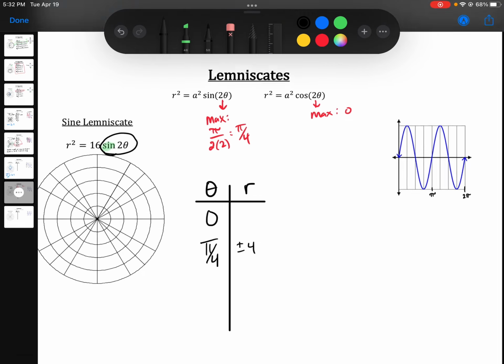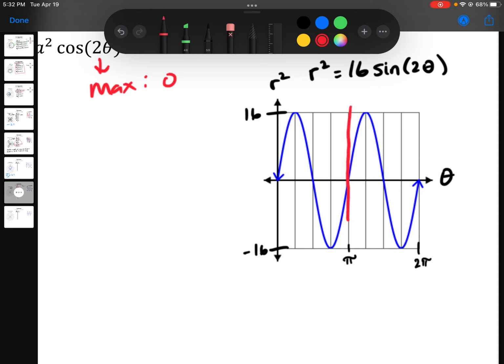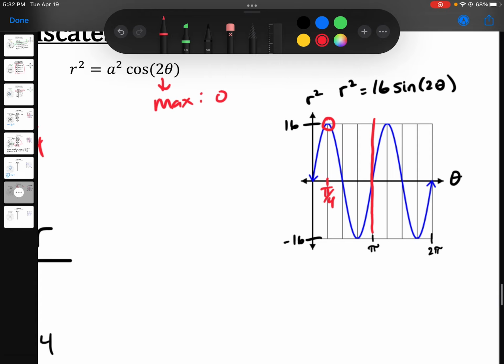Let me show on the reference graph where you can actually see that. If I graphed r squared equals 16 sine of 2 theta, you would get the following graph on the Cartesian plane, where theta is your x-axis and r squared is your y-axis. And this is 16 and this is negative 16. So notice pi is right here in the middle. And the first time you get your maximum of this graph is at pi fourths, which is exactly what we discovered over here.